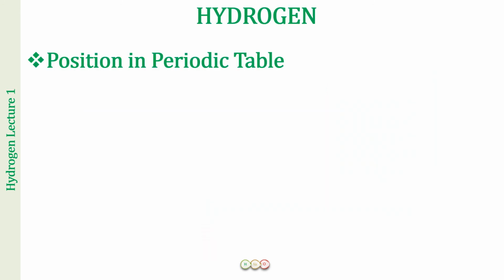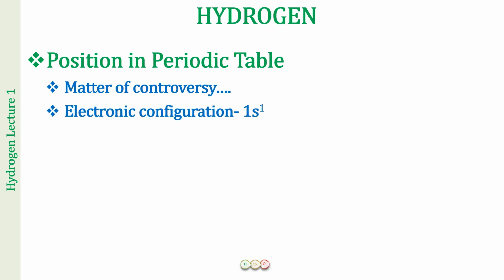So just now, as I was telling you, the position of hydrogen in the periodic table is a matter of controversy. Why is it a matter of controversy? Well, let us understand this with the help of the electronic configuration of hydrogen. Hydrogen has the electronic configuration 1s1, which means there is going to be one electron present in the first shell orbiting around the nucleus of hydrogen, which consists of one proton.